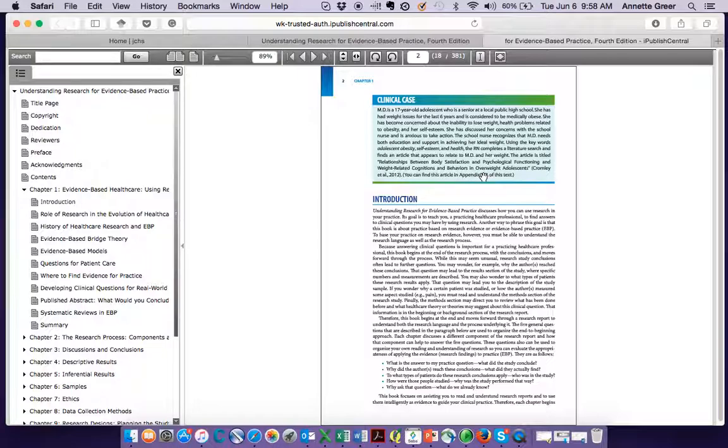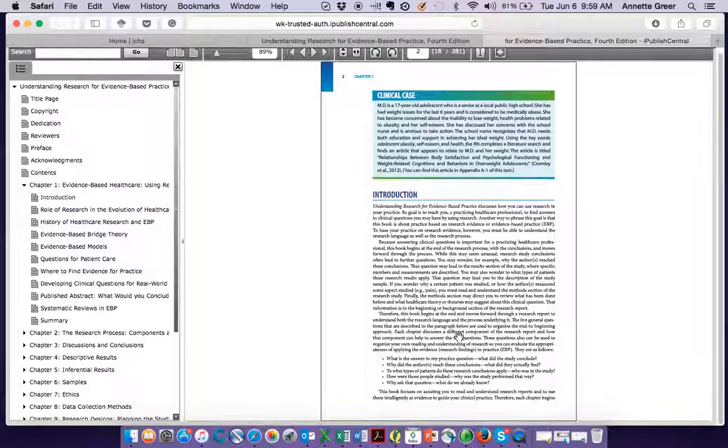So as you look at the introduction, you want to understand that the reason you use research is to advance clinical practice. That's what this course is about, evidence-based practice research. So look at the title, Understanding Research for Evidence-Based Nursing Practice. Everything that we do is going to be centered around designing a study for nursing evidence-based practice.